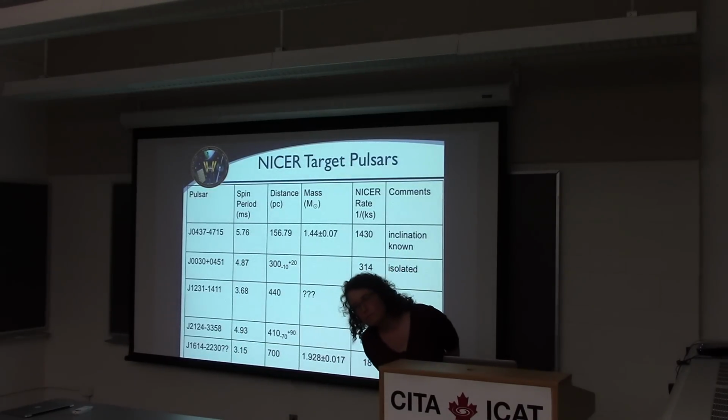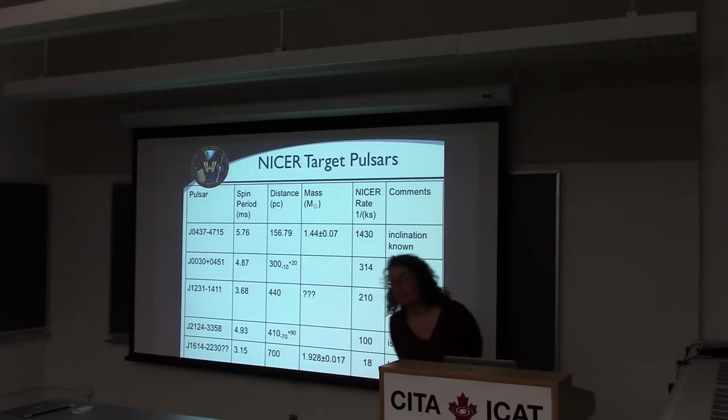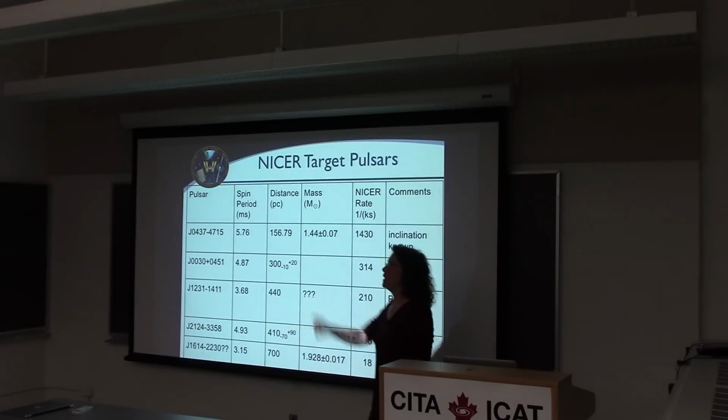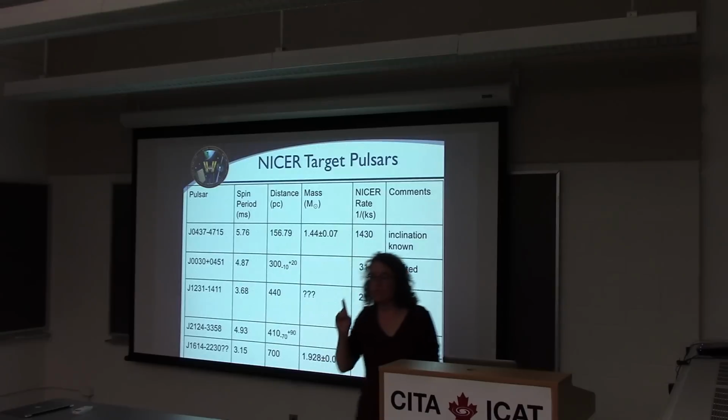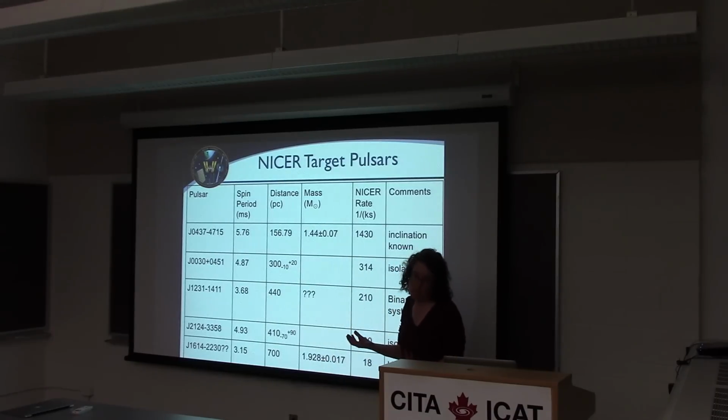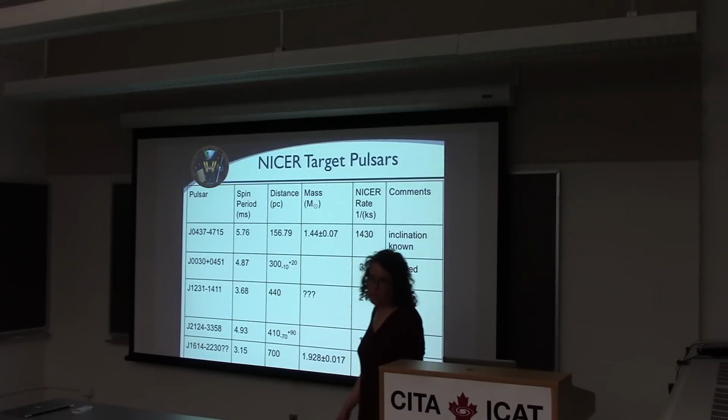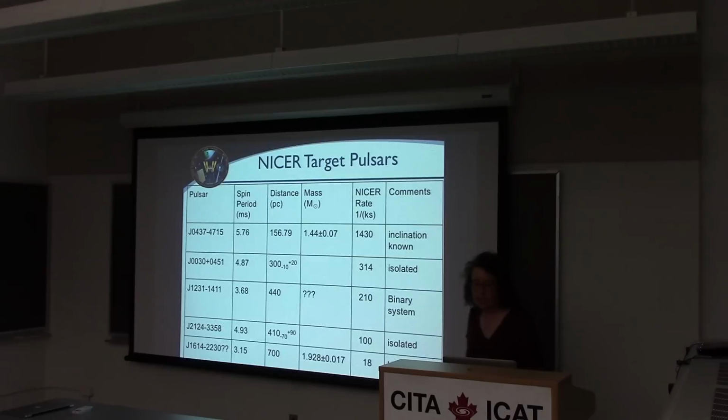Yes? What do you mean by inclination? Oh, the angle between the spin axis of the star and the observer, and generally it's assumed that the spin axis is parallel to the orbital angular momentum axis because it's been accreted. So that's not necessarily true, but that kind of is our beginning assumption.